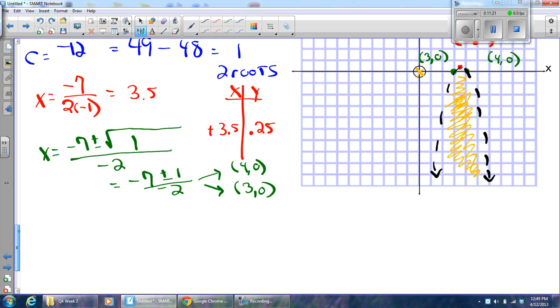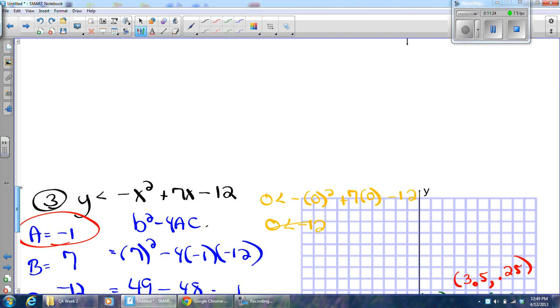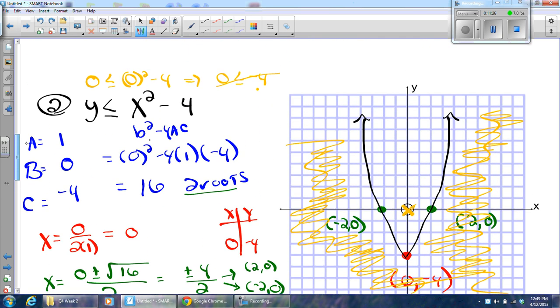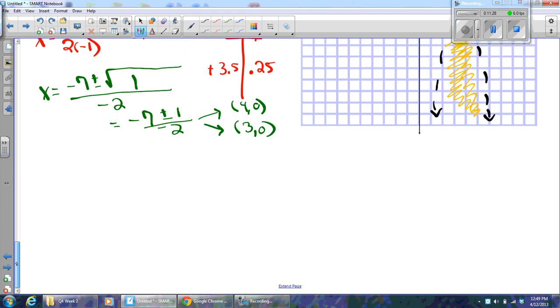Okay, I think that's enough examples there. Of course, if I come up with a situation where there's only one root or whatever, it gets a little bit easier.